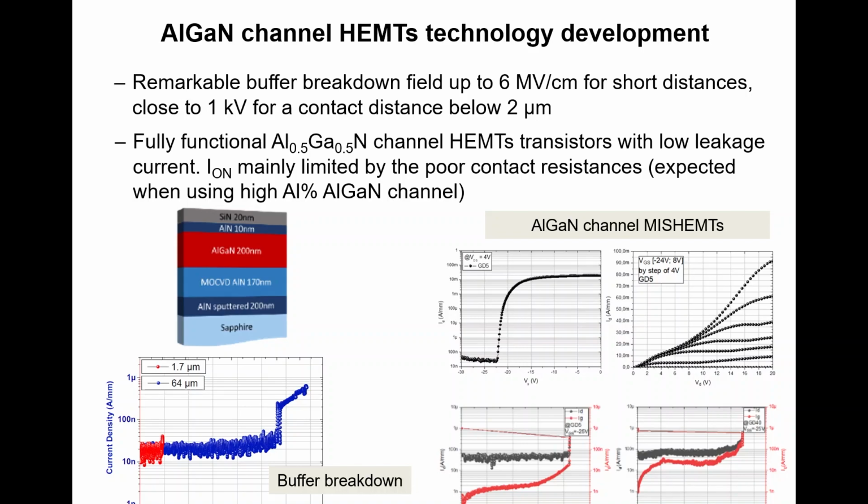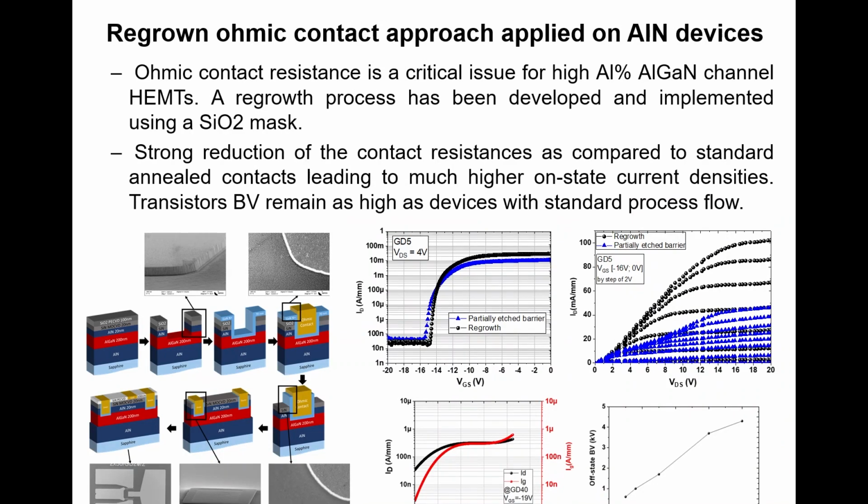When you have a high aluminum content structure, the contacts become very, very difficult, but we've worked on that. In this case, I don't have time to show, but we used regrowth contacts by MBE. You can argue it's expensive, but at least it's just to show that things are possible. We drastically improve the on-state behavior on this high aluminum content while keeping this 4 kilovolt breakdown. So that's interesting.